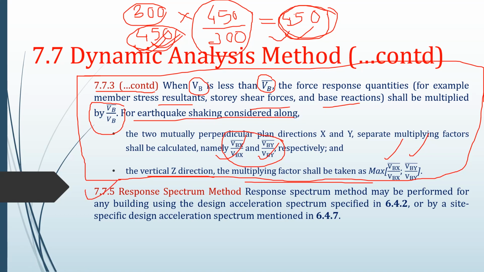And finally, clause 7.7.5 talks about the response spectrum method now. Up to clause 7.7.3, these were for all the dynamic analysis methods, including the time history method. 7.7.5 talks particularly about this RSA method. The response spectrum method may be performed for any building using the design acceleration spectrum specified in 6.4.2 or by a site-specific design acceleration spectrum mentioned in 6.4.7. I will come to this in our next few slides.